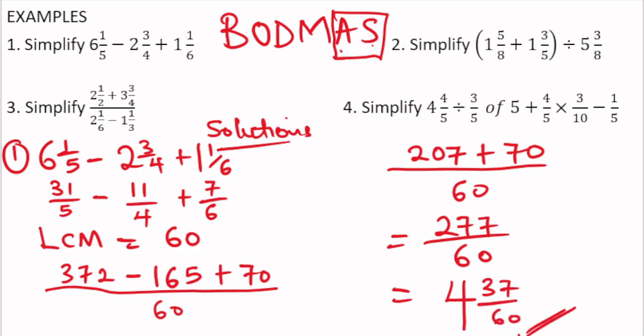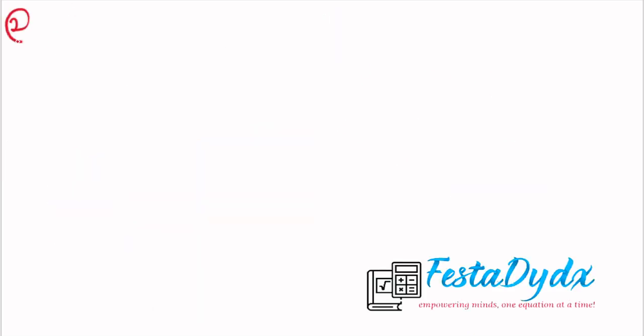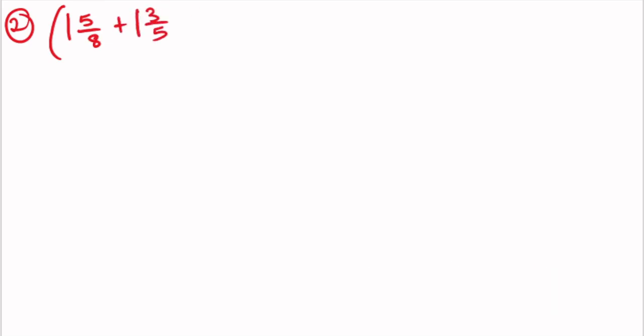Now let's move to number 2. It says simplify, in a bracket, 1 whole number 5 over 8 plus 1 whole number 3 over 5, close the bracket, divided by 5 whole number 3 over 8.